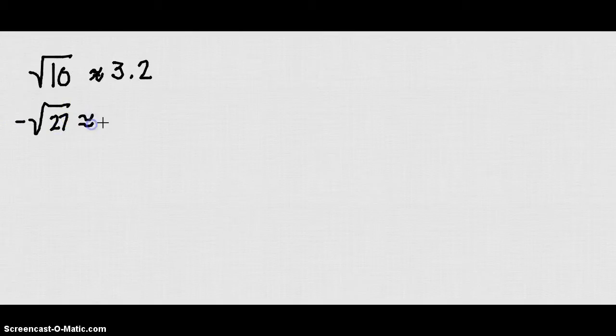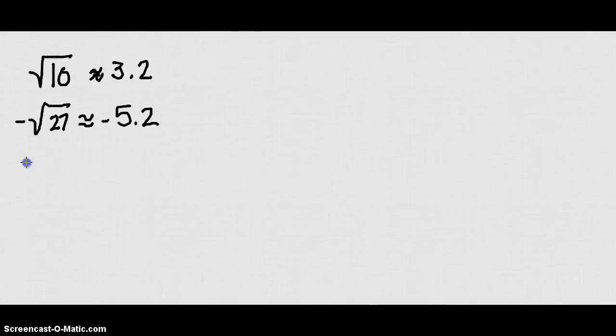Right, so sometimes you're not always going to have perfect squares where it works out to be nice integers multiplied by each other. Sometimes you might have something like the square root of 10. To find that, you have to find the square root key on your calculator. You're going to get an ugly number, but you can round that to 3.2. Another example, if you had the negative square root of 27, you plug that in your calculator, you're going to get something like negative 5.2.